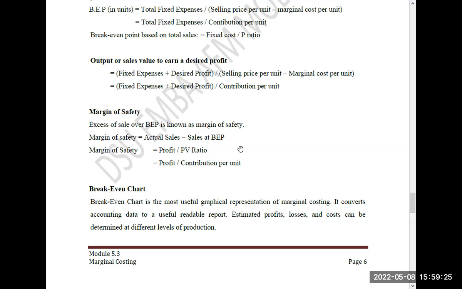420,000. Is 420,000 equal to 10% of sales? Check it. Yes, it is, because 42 lakh is the sales. On 42 lakh, 10% is 420,000. So it's correct.